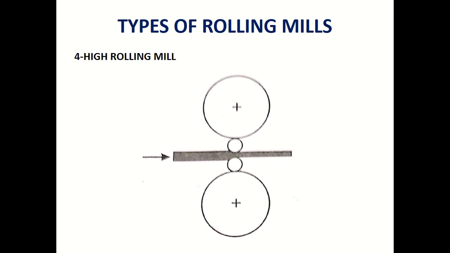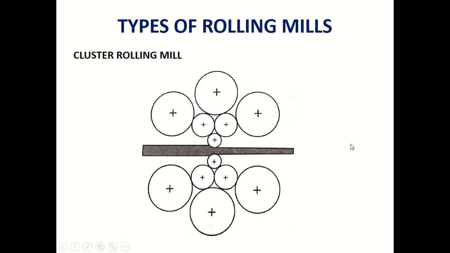So as I told you, the backup rolls have a larger diameter and are used for preventing the deflection of working rolls. We are using backup rolls to avoid deflection of the working rolls. Another important type is called the cluster rolling mill. What do you mean by a cluster rolling mill?